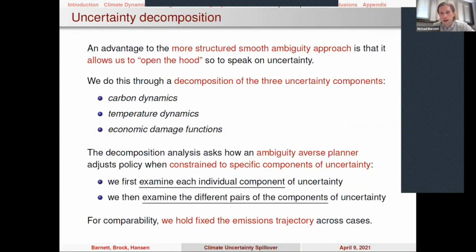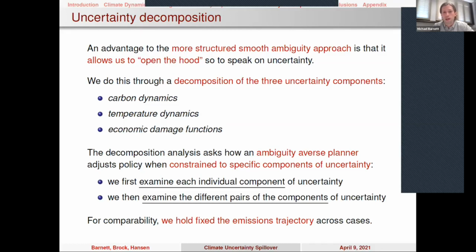So I've got about 1 or 2 more minutes, I think. So let me discuss briefly 2 key components. The first one, which we think is a pretty novel and interesting contribution, is an uncertainty decomposition. Because we're using, in some cases, misspecification, and in some cases, the smooth ambiguity approach that's more structured, we're going to exploit that, which allows us to open the hood on this uncertainty. And we're going to do that by doing a decomposition of the 3 uncertainty components in our analysis: the carbon dynamics, temperature dynamics, and economic damage functions.